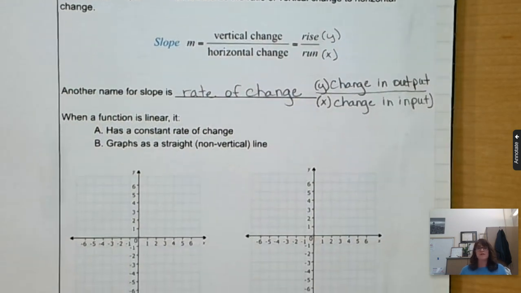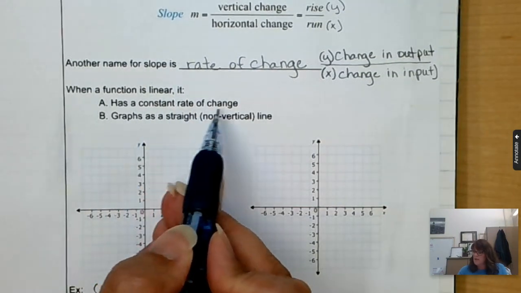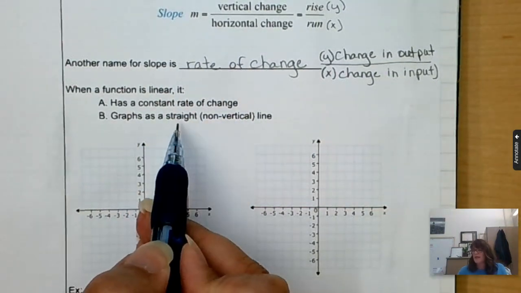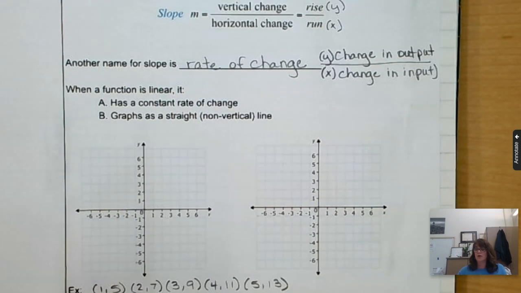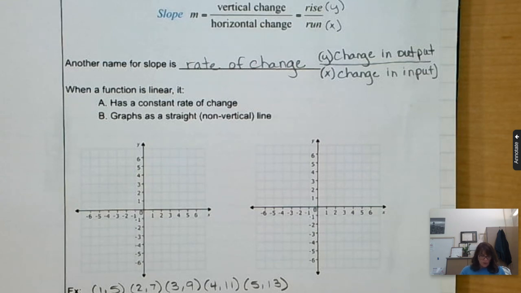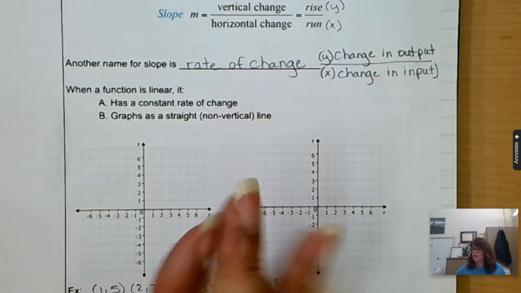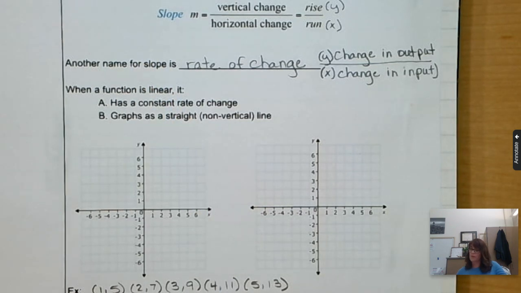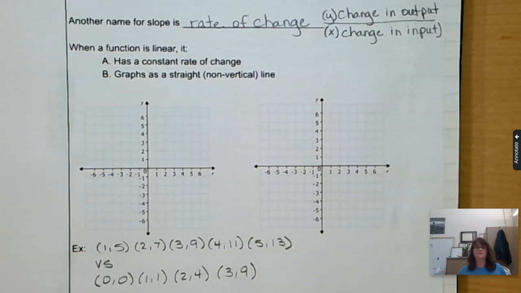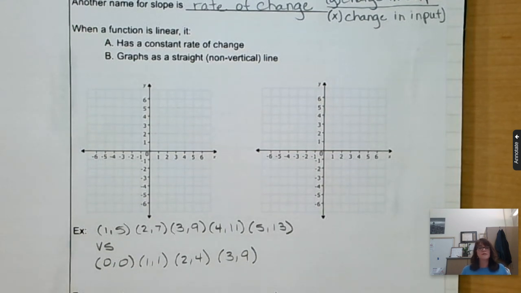So if a function is going to be linear, it's going to have a constant rate of change, and it has to be a straight line that's not vertical. If it's a straight vertical line, it's no longer a function. It's actually undefined, and we won't spring those on you guys. Okay, it could be a straight flat line, horizontal. It just can't be straight vertical. Okay? Now, we're going to look at an example of this, just comparing some ordered pairs.